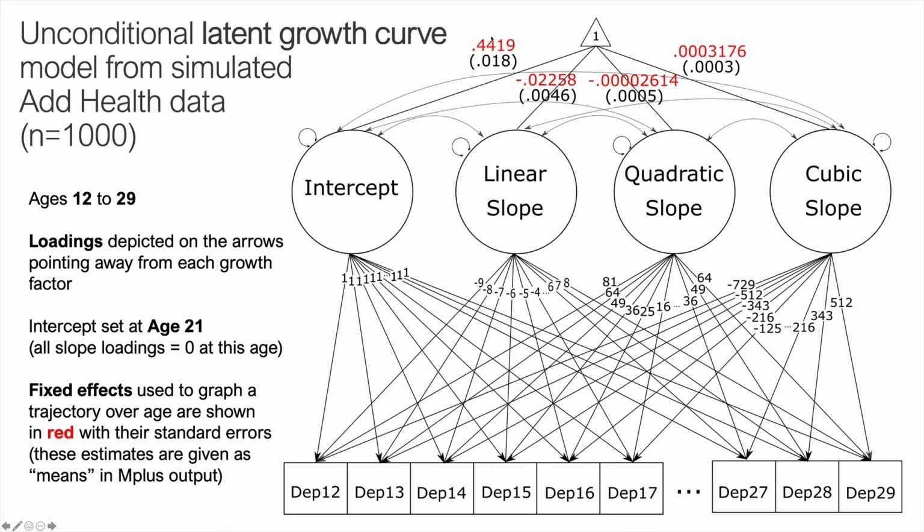So I've got in red here the results of this particular model. Each of these red estimates is the mean parameter for each growth factor in the model. So you should be able to run this model in your own preferred software and get the same results. This value 0.442 is the expected value of the intercept at age 21, so mean depression at age 21, and these are the rates of change in linear, quadratic, and cubic terms.